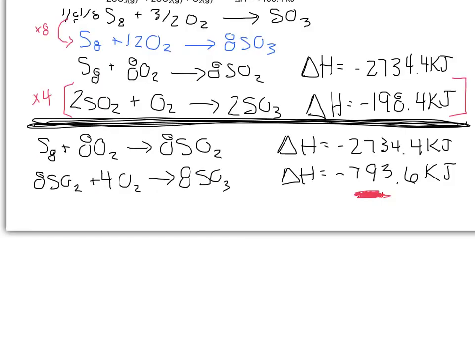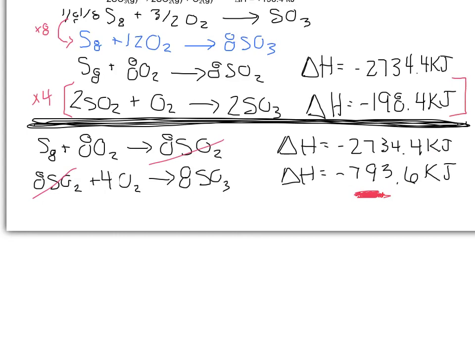All right, so I've rewritten my equations one more time here. I've moved my S8 one down, just rewritten as is. And then I also rewrote this equation times 4. Notice when I multiplied by 4, I also had to multiply my enthalpy term by 4. Now I'm ready to cancel and add. So I have 8 SO2s on both sides.